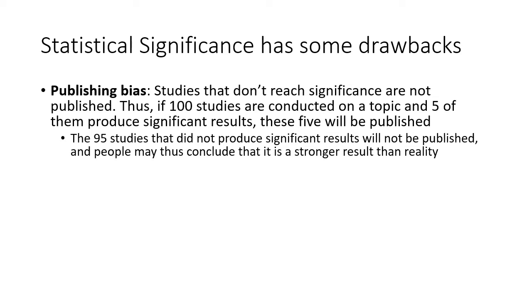So if 100 studies are conducted on a topic and 5 of them yield significant results, those 5 will be published. But the other 95 that didn't get significant results will not be published. And so who knows, maybe those 5 results were just achieved by chance and there's actually nothing going on here. But that's the publishing bias, you need significant results to publish.